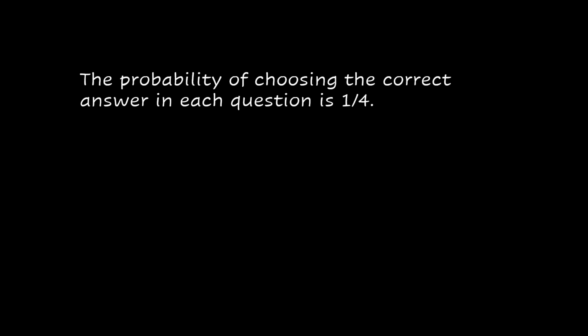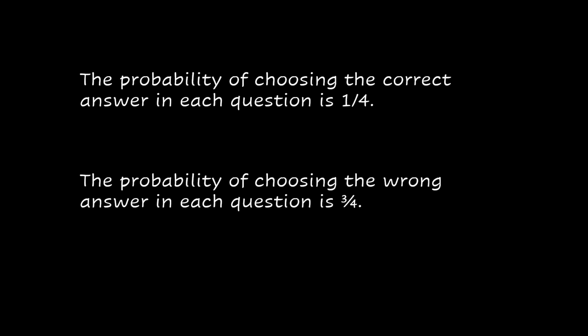Now, you may say that the way we solve the problem is quite tedious and possibly time-consuming, most especially if the numbers involved are bigger. Say, for example, if there are 3 or 4 or 5 questions in the test. We are going to redo the problem now. But keep in mind that the probability of choosing the correct answer in each question is 1/4, and the probability of choosing the wrong answer is 3/4, because among the 4 choices, there's only 1 correct answer.